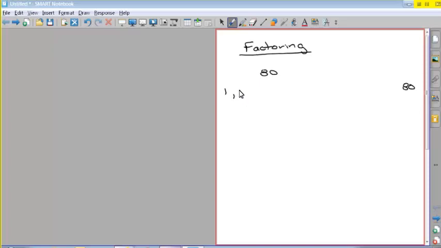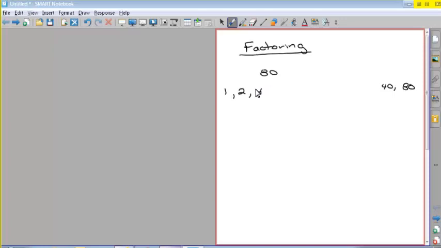So what's the next number after 1? 2. Divide 80 by 2, and you get 40. And you can use your calculator for this. Then you think about 3. Remember, if the digits added together are not divisible by 3, then you can't divide by 3. So 8 plus 0 is 8, which is not divisible by 3. So 3 is not going to work.